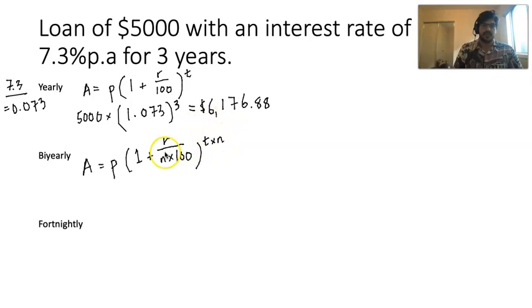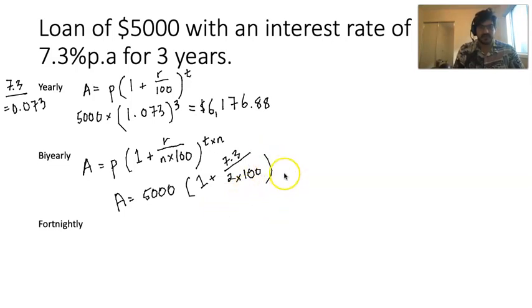I'll show you how this works so that it makes a little bit more sense as well. I'm not going to leave everyone in the dark for this one. So bi-yearly, we're going to have our principal of $5,000. A is equal to $5,000 times 1 plus 7.3, that hasn't changed, divided by 2 times 100. My apologies for writing on a slant, no idea why that's happening.